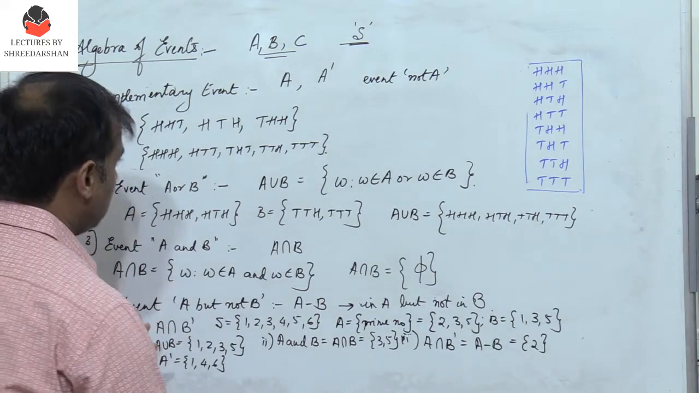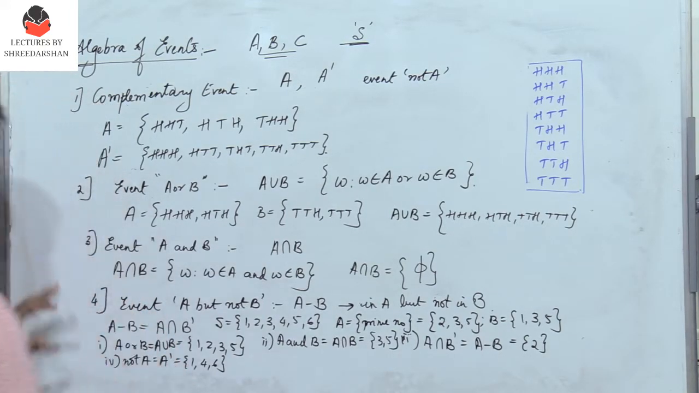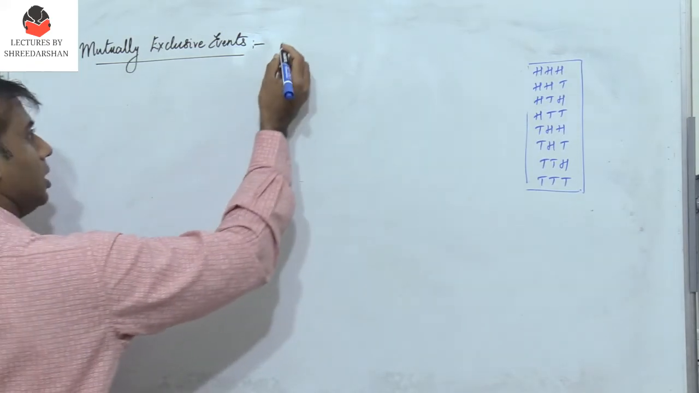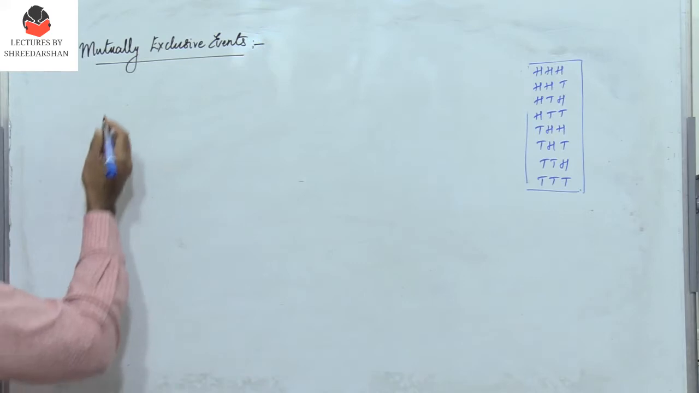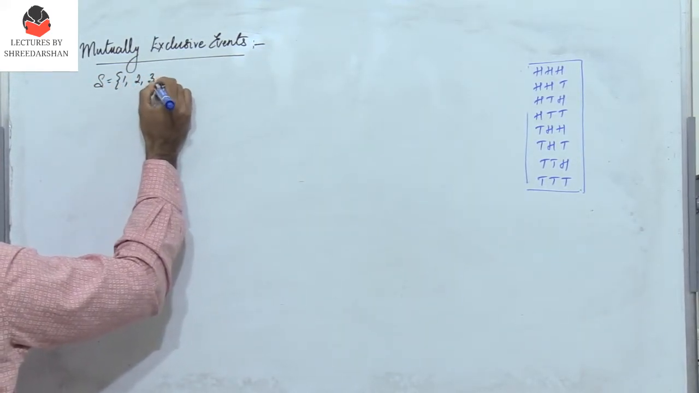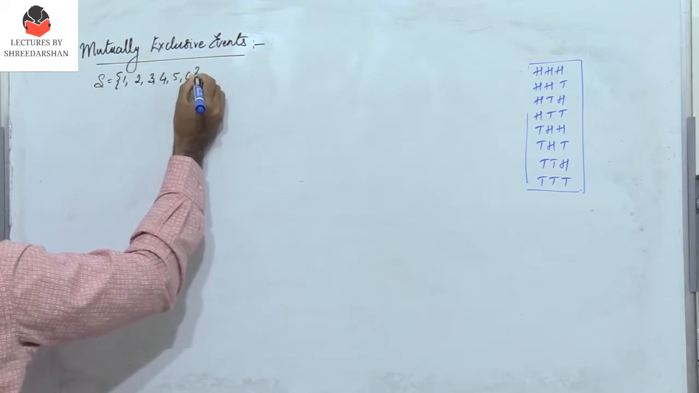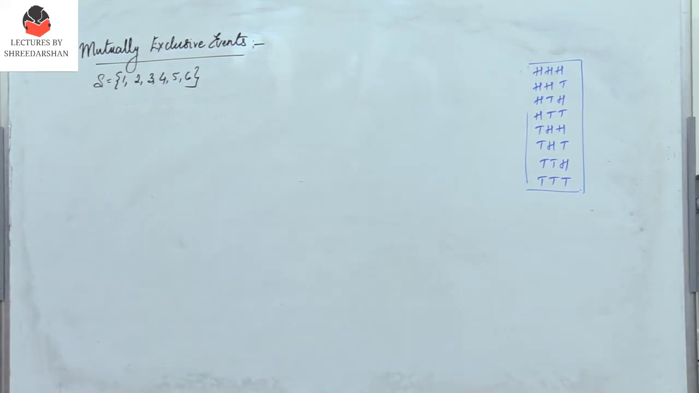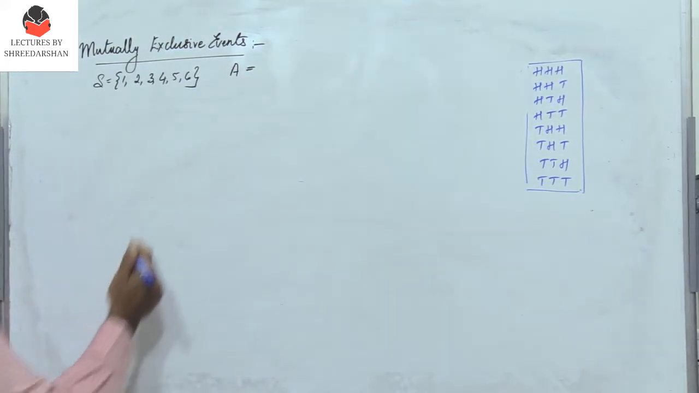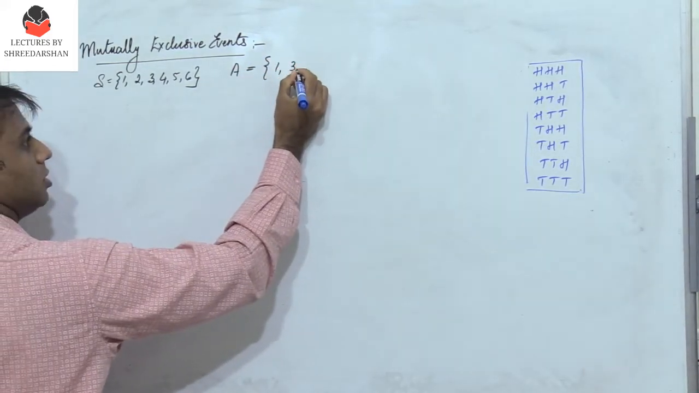So with this basic introduction of algebra of events, let's move on to what mutually exclusive events are and what exhaustive events are. So what are mutually exclusive events? Let us consider a die being thrown. You get the sample space S as 1, 2, 3, 4, 5 and 6, isn't it? Now let me consider an event A wherein you get odd numbers. So I have 1, 3 and 5.